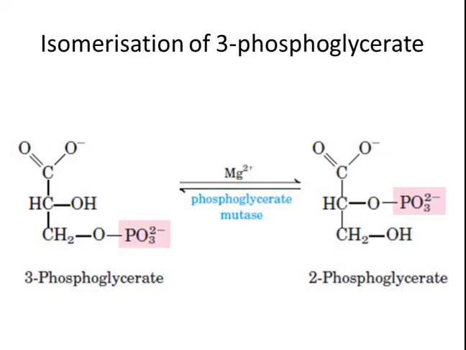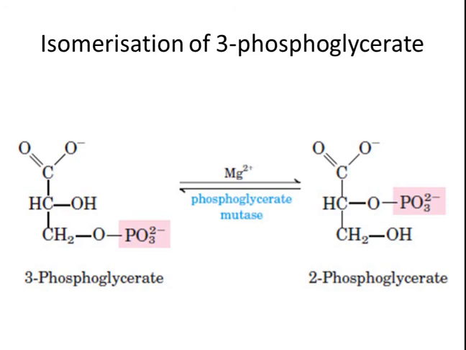The third step of the payoff phase is conversion of 3-phosphoglycerate to 2-phosphoglycerate, that is, the isomerization of 3-phosphoglycerate. The enzyme phosphoglycerate mutase catalyzes a reversible shift of the phosphoryl group between carbon number 2 and carbon number 3 of glycerate. Magnesium ion is essential for this reaction. This reaction occurs in two steps.